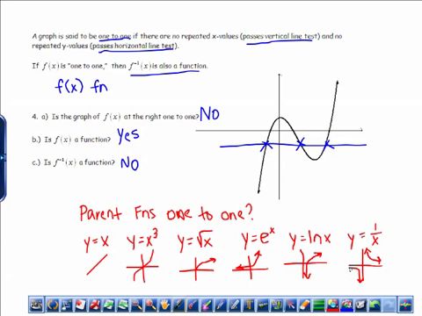This idea of one-to-one has some significance that you'll see later, but for now, we just need to get the terminology down. Okay, bring your questions to class.